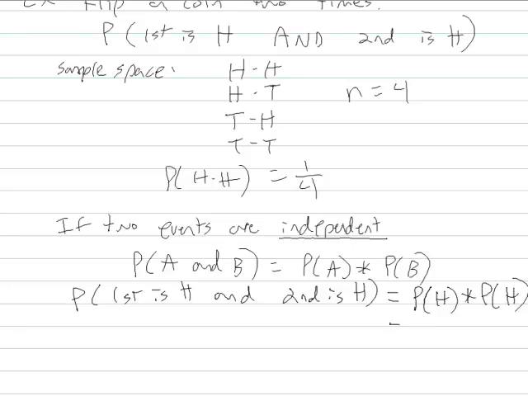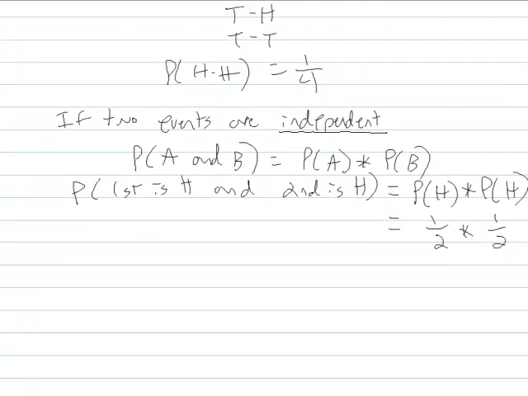Well, with each individual coin toss, the probability of getting heads is 1/2. And with the second coin toss, the probability is 1/2. And 1/2 times 1/2 is 1/4. Well, that certainly doesn't prove the multiplication rule, but it's evidence that supports it.